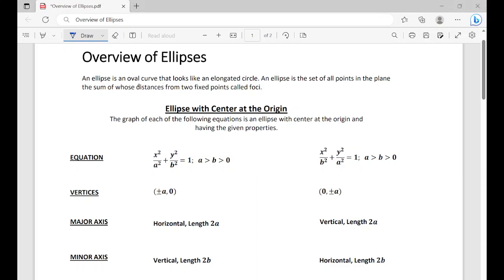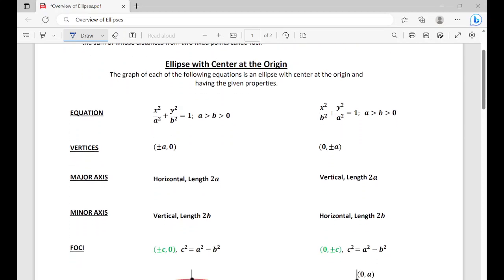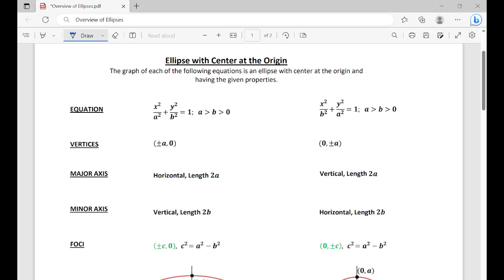An ellipse is an oval curve that looks like an elongated circle. An ellipse is a set of all points in the plane, the sum of whose distances from two fixed points called foci. So what we're going to do is look at an ellipse centered at the origin first, and there's two different kinds. We have one that's longer, running left to right, and one that's taller, running top to bottom.